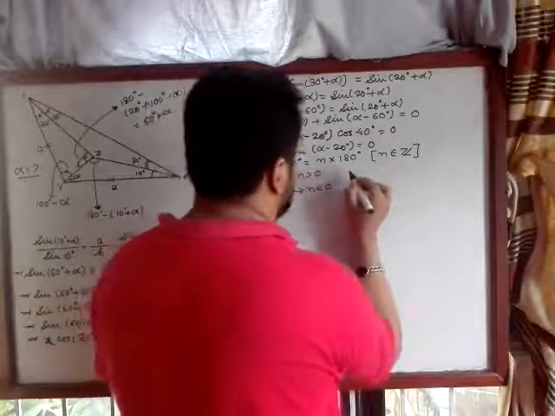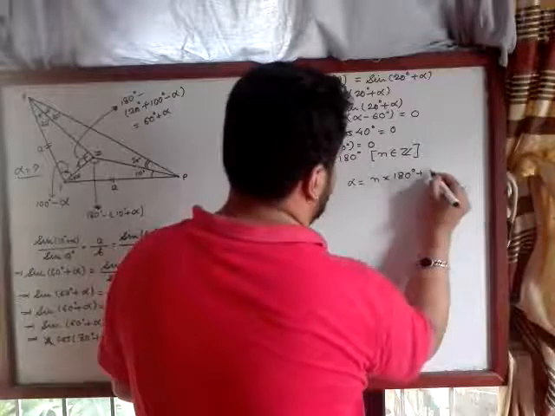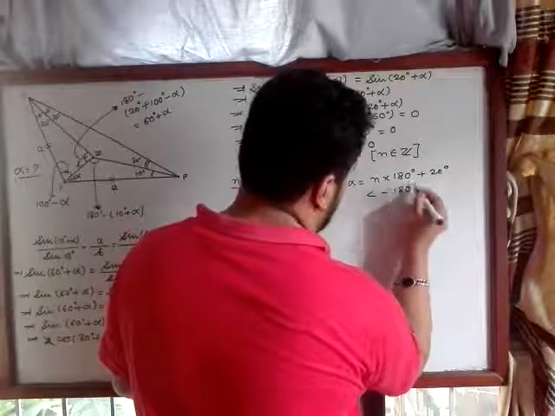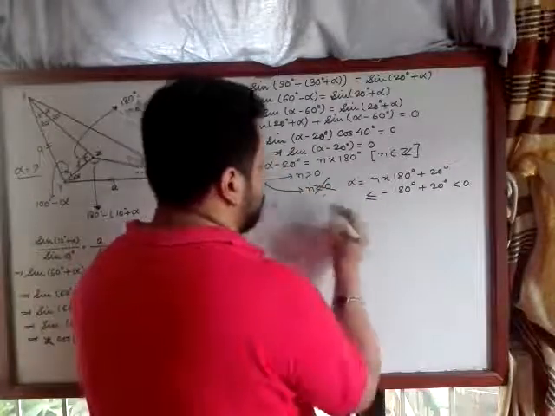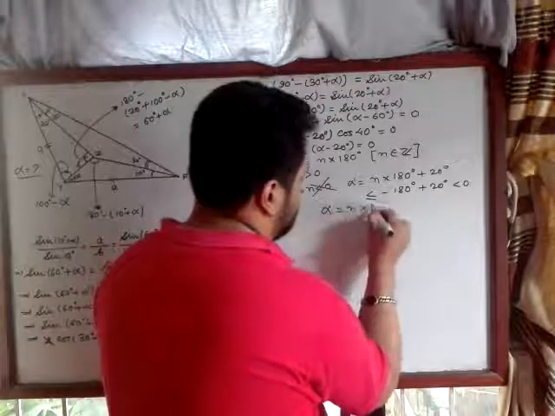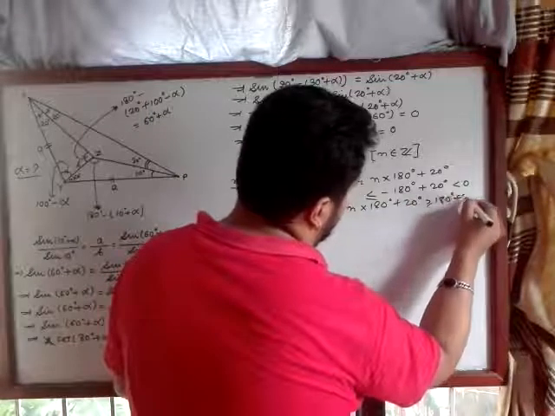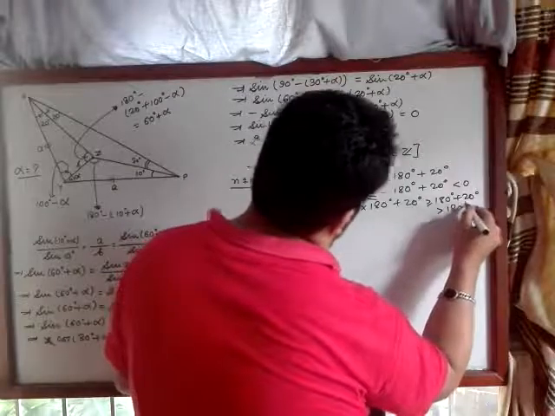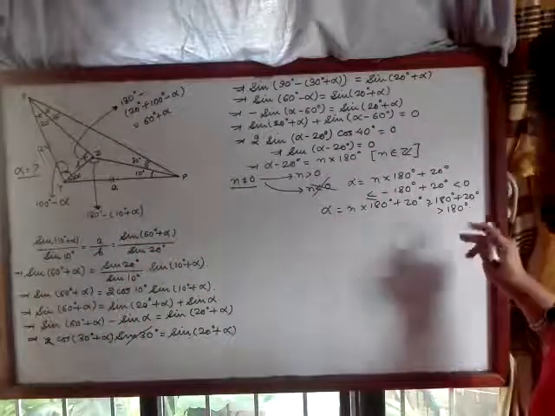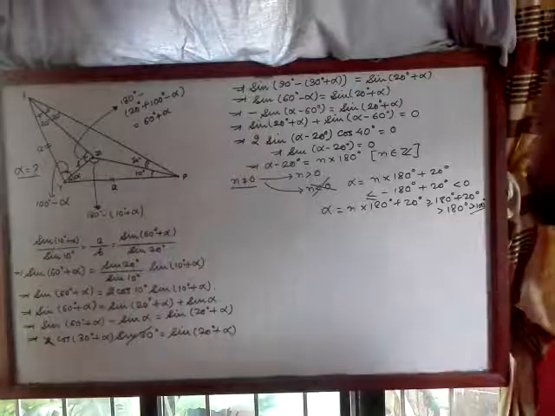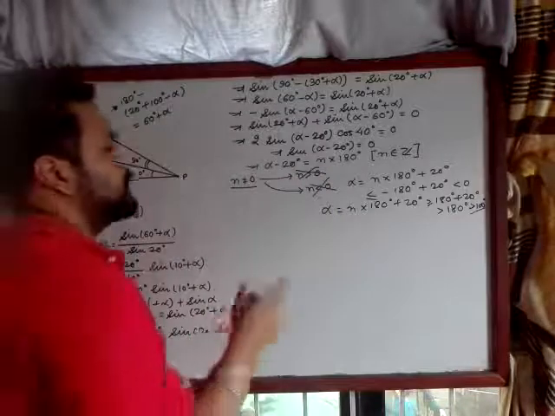If n is less than 0, then alpha is equal to n times 180 degrees plus 20 degrees, which is less than or equal to minus 180 degrees plus 20 degrees, which is less than 0. So we cannot take this one. Now if n is greater than 0, then alpha is equal to n times 180 degrees plus 20 degrees, which is greater than or equal to 180 plus 20 degrees, which is greater than 180 degrees. So this is greater than 100 degrees, and we cannot take n to be greater than 0. So the only possibility is n is equal to 0.